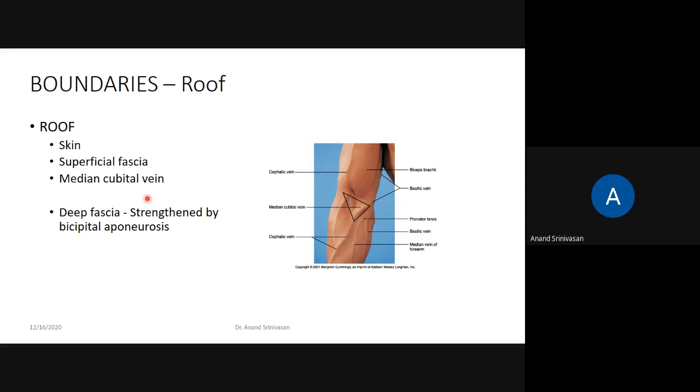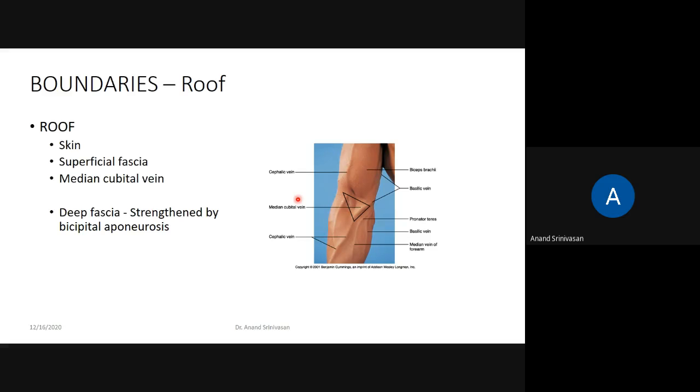Okay, why is it less painful? Because it is superficial. Okay, but there are many other veins which are also superficial. Here you can see the cephalic vein and the basilic vein. These are also superficial veins. But usually we prefer this one because this vein goes between the fascia and it is stable. Okay, it is stabilized by the bicipital aponeurosis.